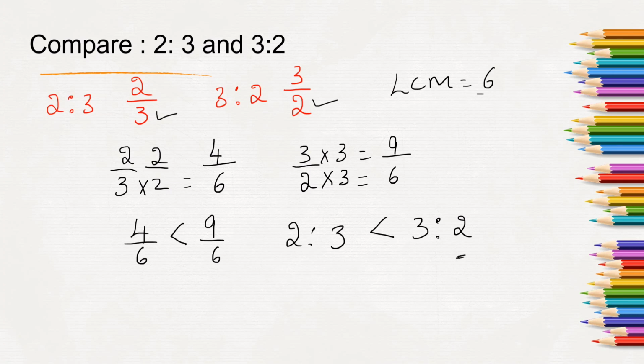First step, we'll have to convert them into fraction form. Next, change the LCM into like fraction is the second step. Next step, compare the numerators. So here we can say 2 is to 3 is lesser than 3 is to 2.